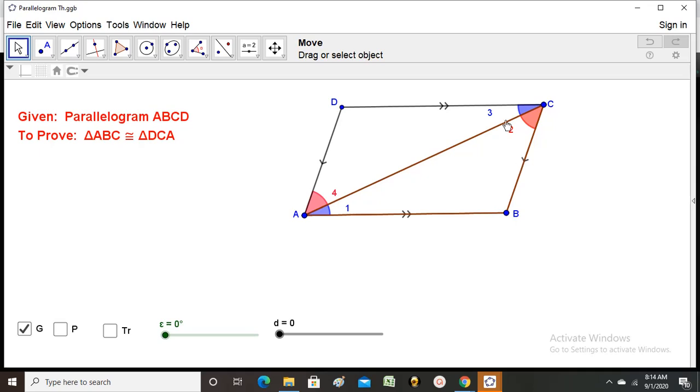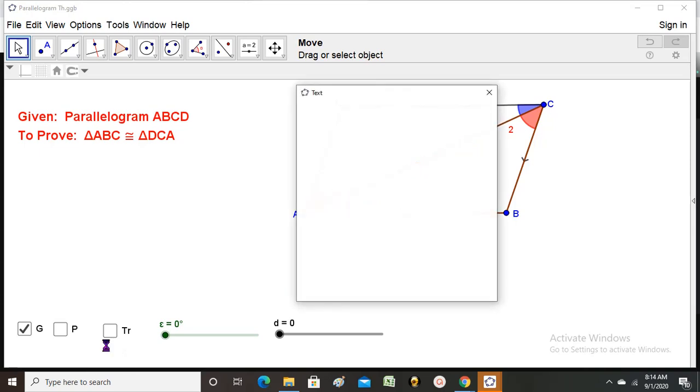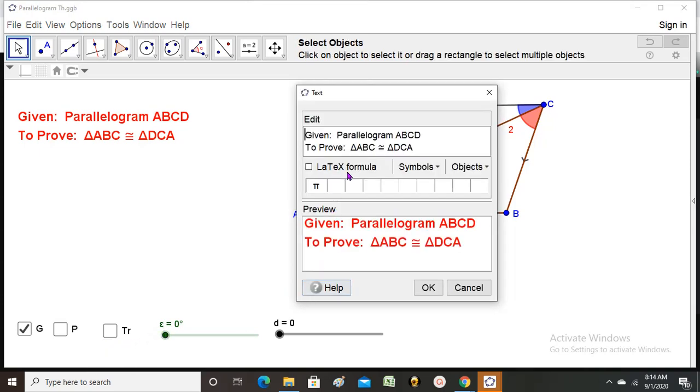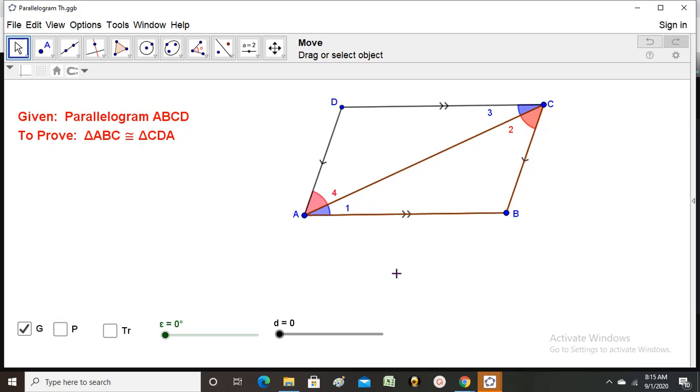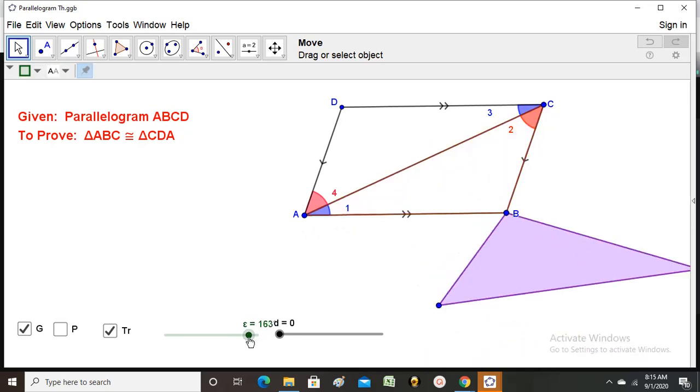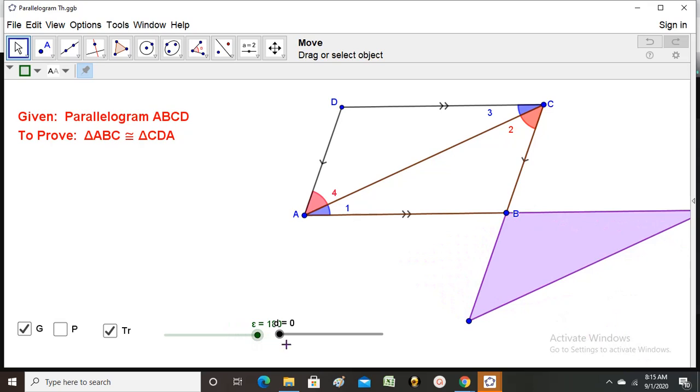Let me put this triangle over this one and find out whether they are matching or not. For that, I will go for this option. Okay, CDA, right? So firstly I will take this triangle. I mark this triangle and rotate it like this, and try to place it over the other triangle and check whether they are matching or not.